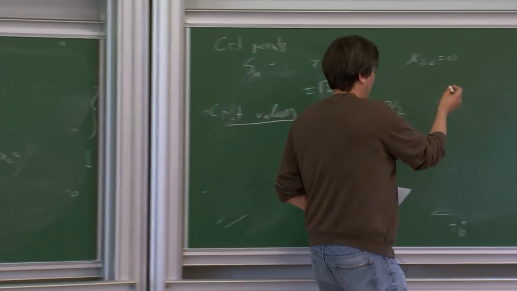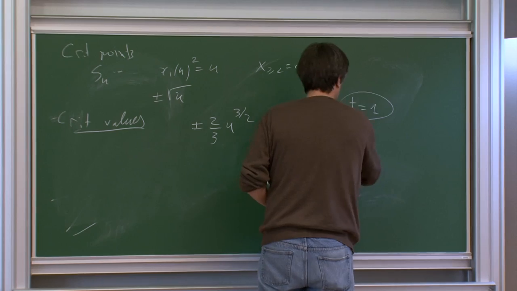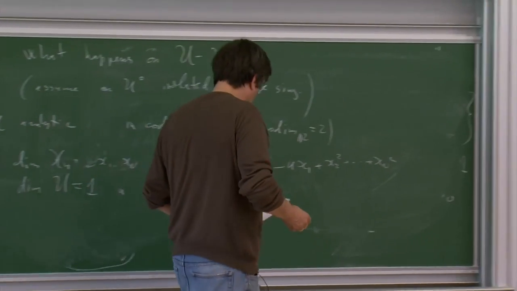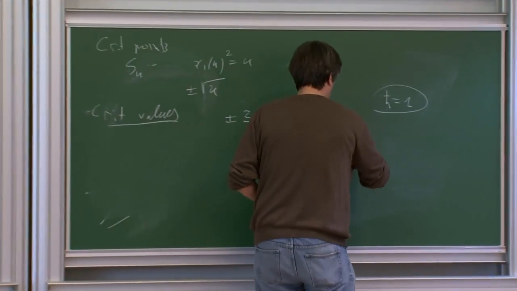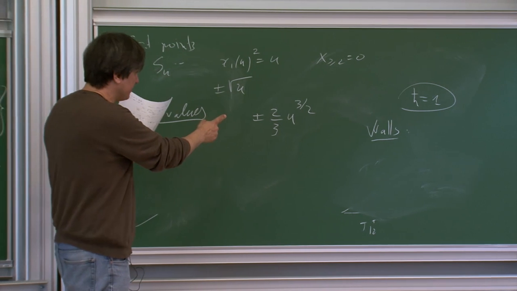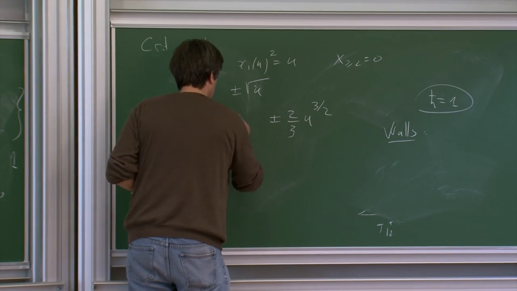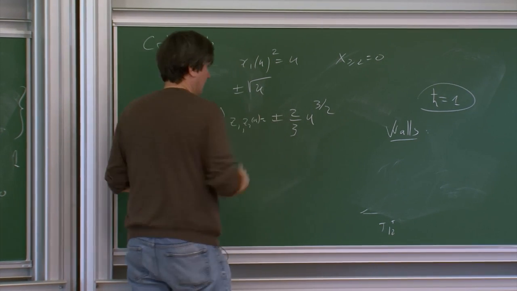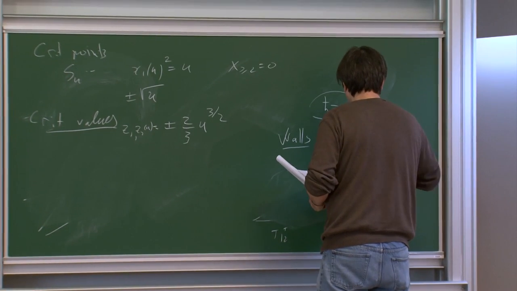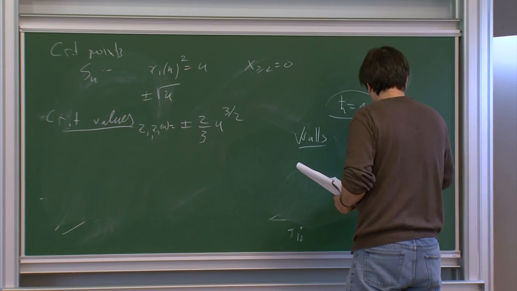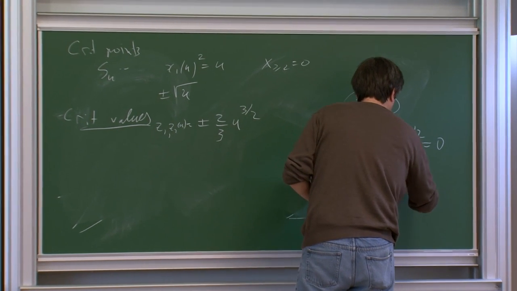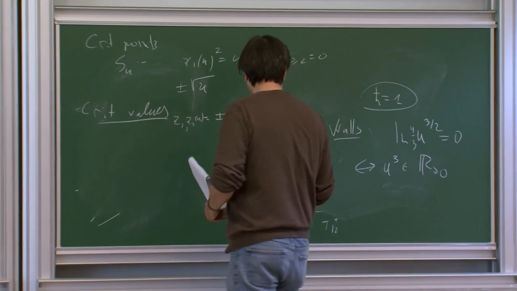Now, when I consider this wall crossing picture, for example, I just put h bar equal to 1. I restrict to a small submanifold. When I get walls, it means that I have just two critical values, z1 and z2 of u, and the difference should be real and positive. So it means that the imaginary part of u to the power 3 halves is equal to 0. And so it means that u cubed is a positive real number.